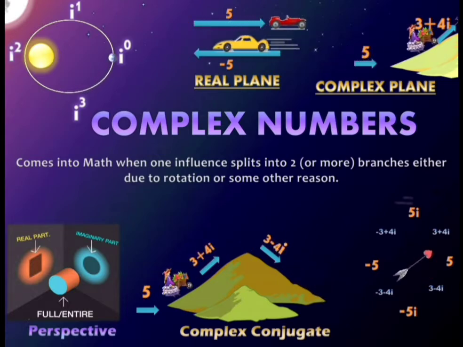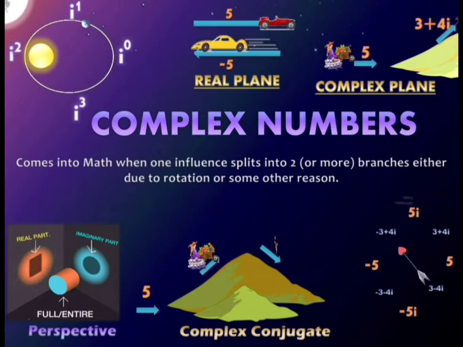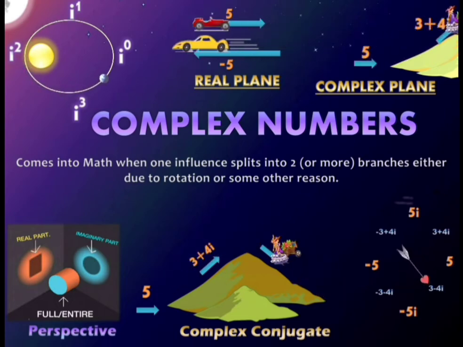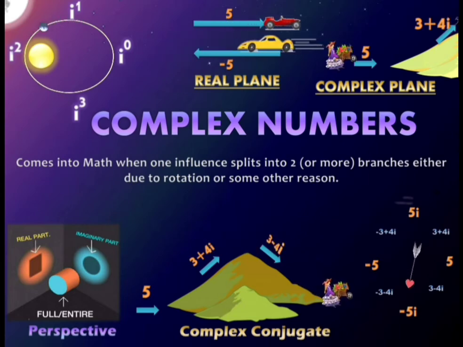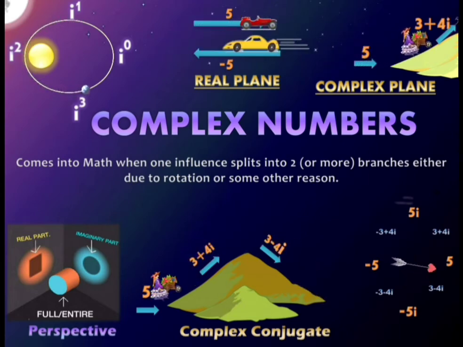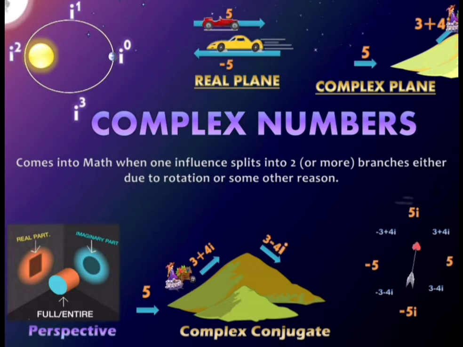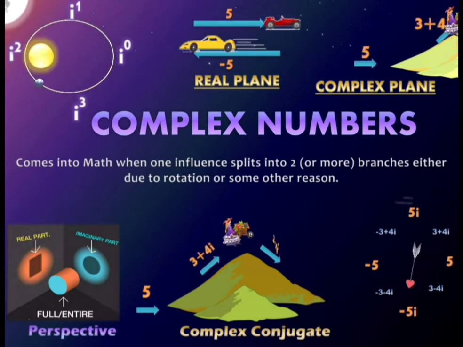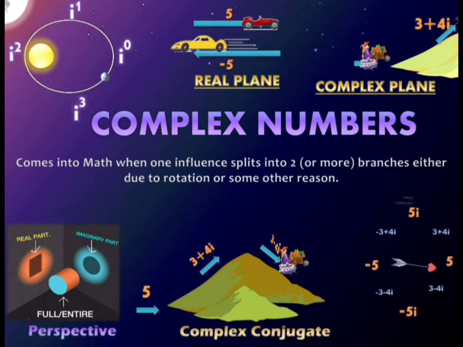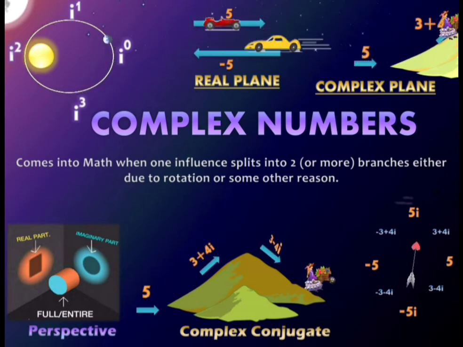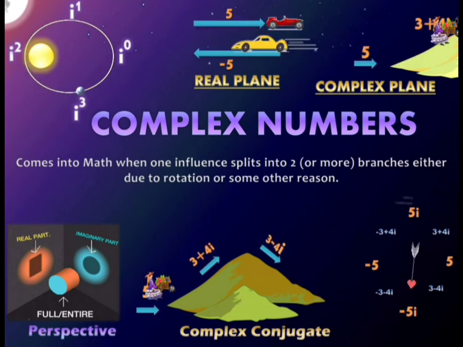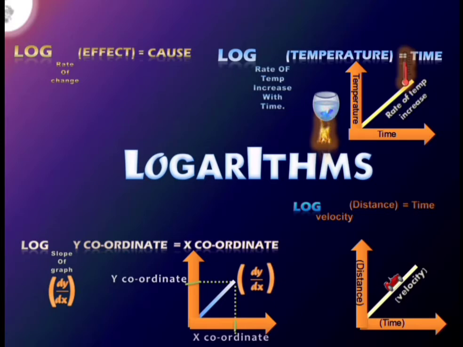What if someone tells you that complex numbers come into math when one influence splits into two or more branches either due to rotation or some other reason? One branch is called the real part, the other the imaginary part. What if an e-book tells you that complex conjugates are nothing but vertically opposite mirror images of each other? 3 plus 4i is like climbing the uphill of a slope, and 3 minus 4i like going downhill.